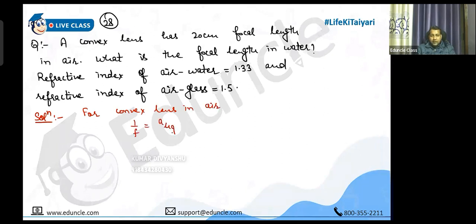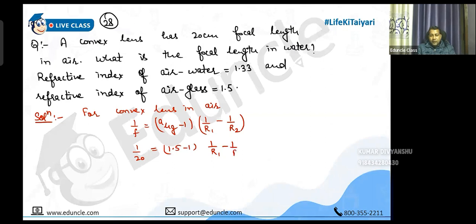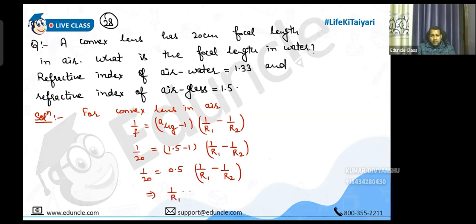When the lens is in air, the refractive index will be a mu g. So we can get the value of this, 1 by r1 minus 1 by r2. So now we can use this information. But no, Durga, it's not the correct one.